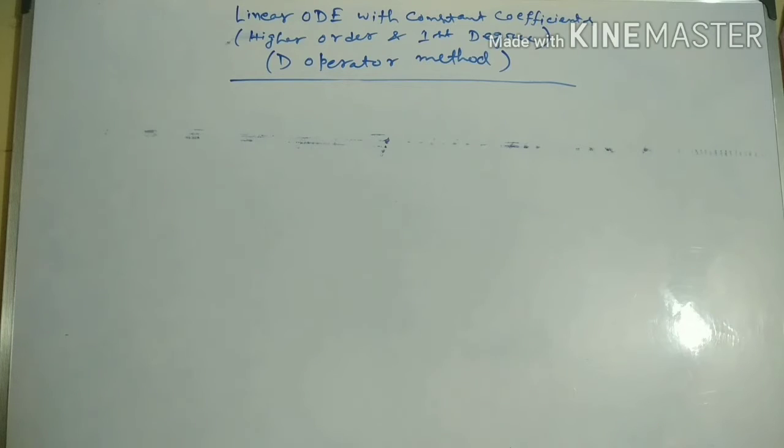In this video, I will discuss how to find the particular integral to solve a higher order first degree linear ordinary differential equation with constant coefficients. In the previous video, I discussed how to find the complementary function, and we know that the solution of this type of equation contains two parts: one is CF, another is PI, complementary function and particular integral. In the previous video we learned how to find the CF. Now in this video we will discuss how to find the particular integral, that is PI.